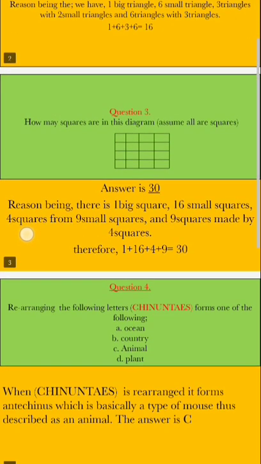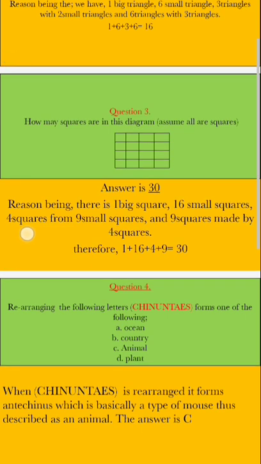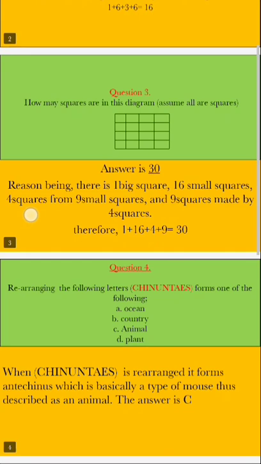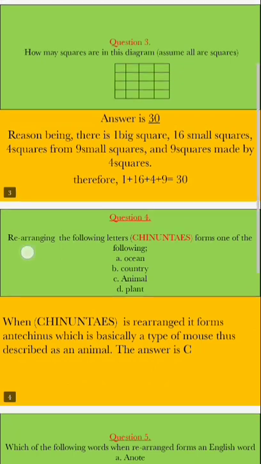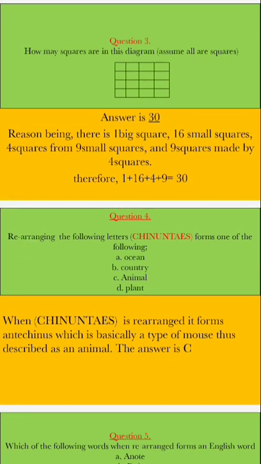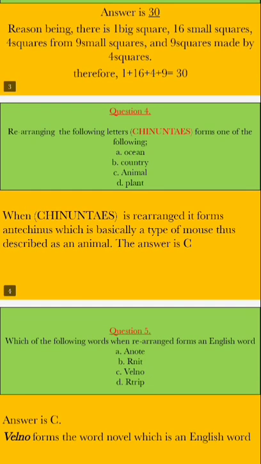The fourth question is rearrangement of letters. The letters have to be rearranged to form either an ocean, country, animal, or a plant. When you rearrange the letters, they form the word antechinus, which is a certain animal, like a mouse. Therefore, our answer is animal, because a mouse is always an animal, though it can be a pet. In this case, it's the closest word to that.